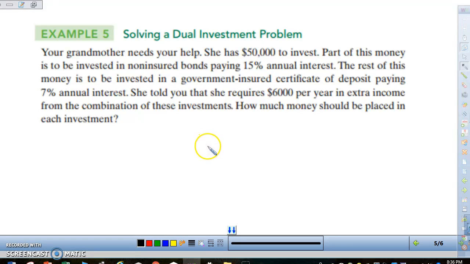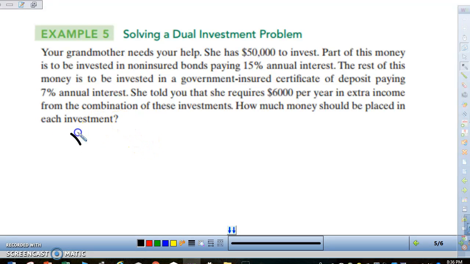The rest of the money is to be invested in a government-insured certificate of deposit, also called a CD, paying 7% annual interest. She told you that she requires $6,000 per year in extra income from the combination of these investments. How much money should be placed in each investment?